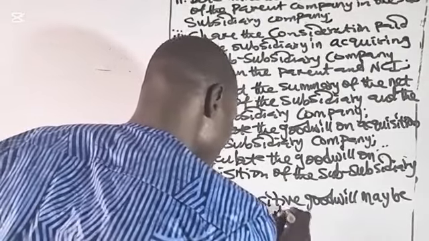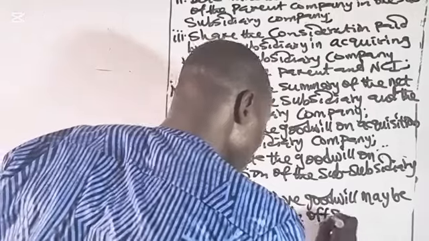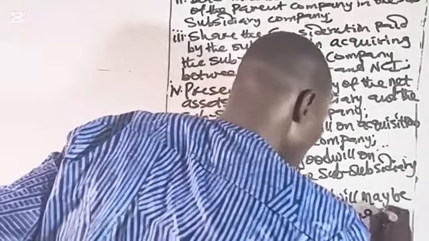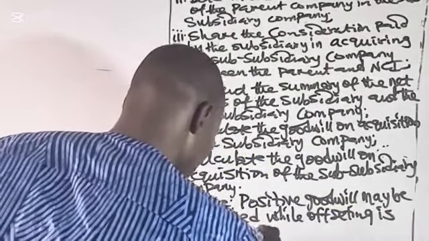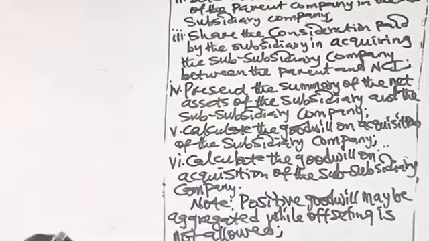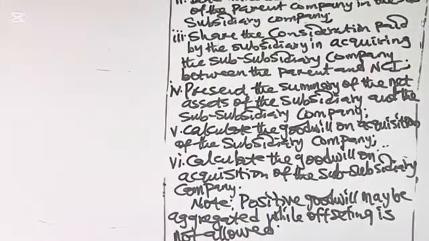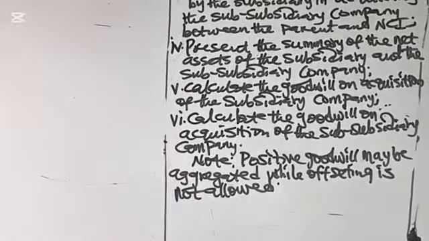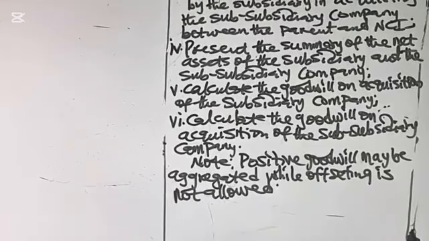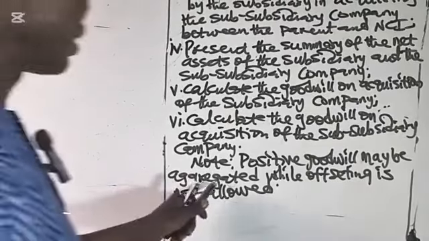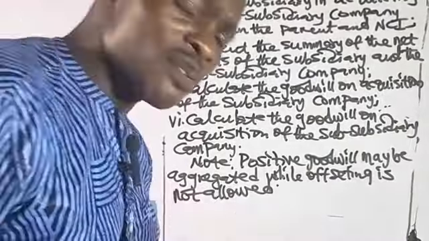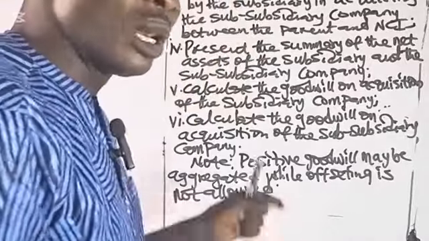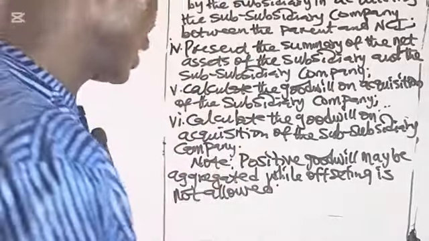While offsetting is not allowed. What I mean by that is, where the goodwill of the subsidiary company is positive and that of the sub-subsidiary company is negative, I said you cannot subtract the negative goodwill from the positive goodwill. Only the positive goodwill should be consolidated.